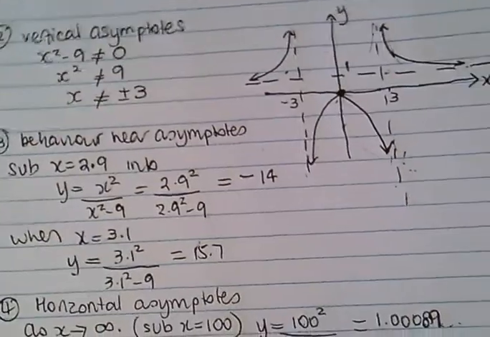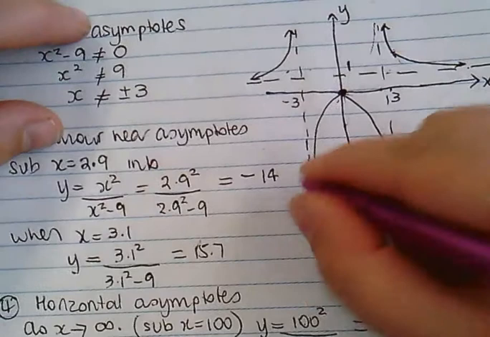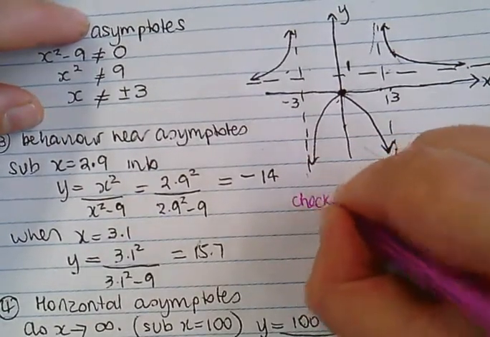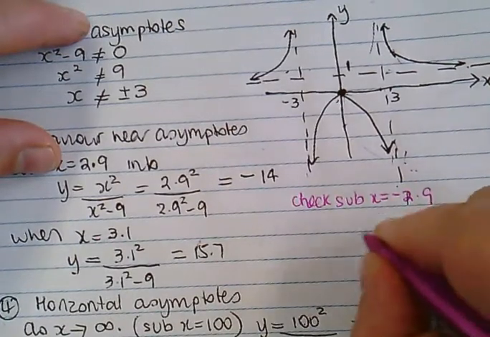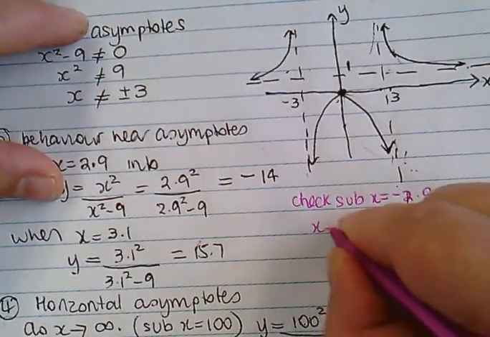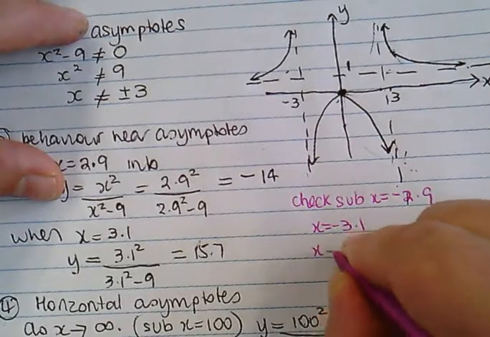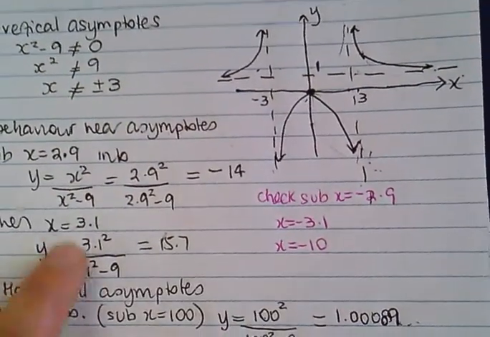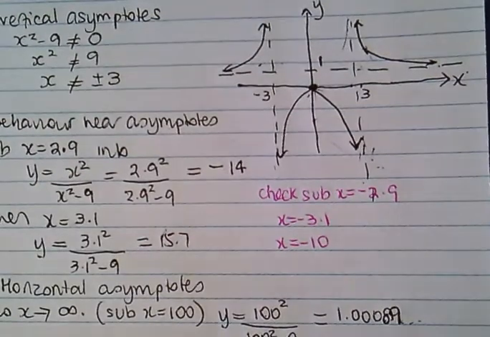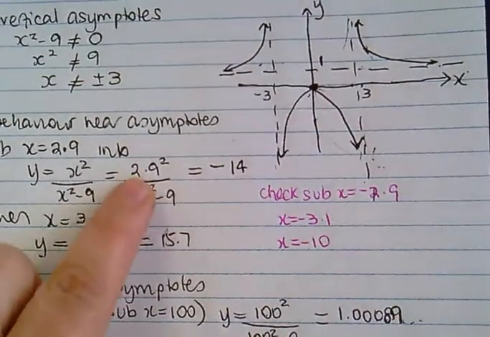Now what I want you to do, we're just going to check that this is correct. Let's check. I want you to substitute x is negative 2.9. I want you to substitute x is negative 3.1, and I want you to substitute x is negative 10, into the formula. Please be careful. Wait, actually, without even substituting, let's just have a look.